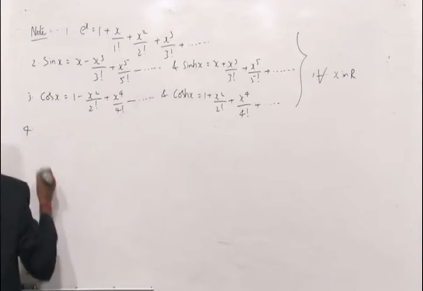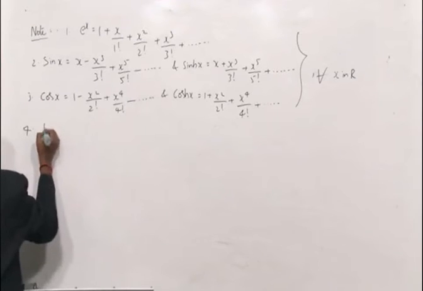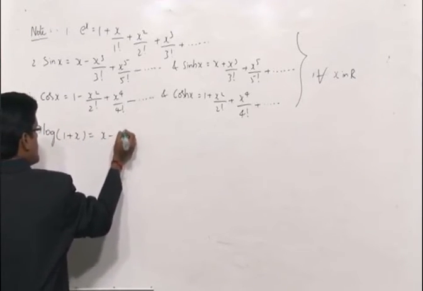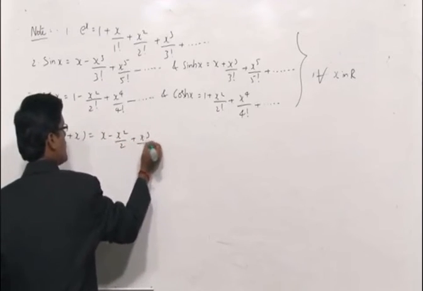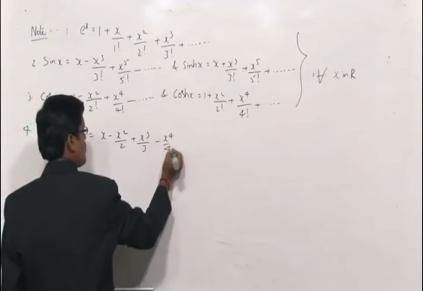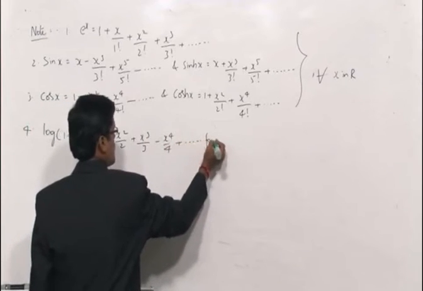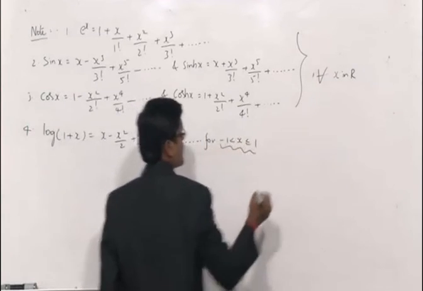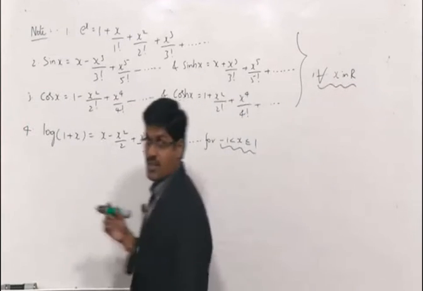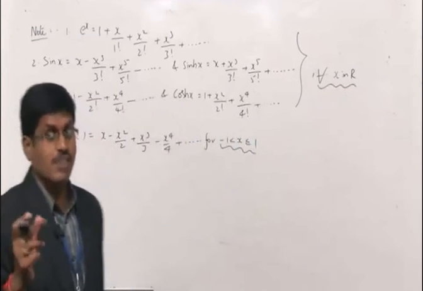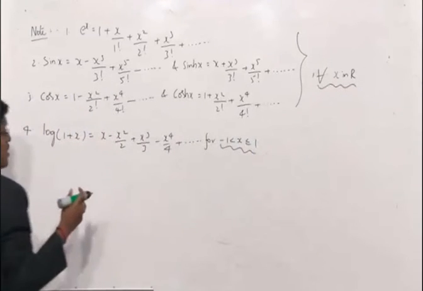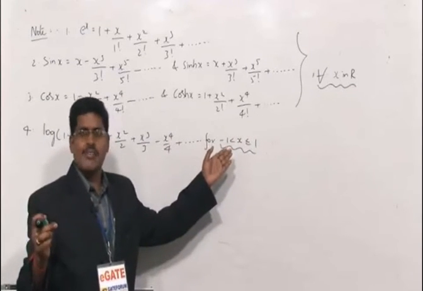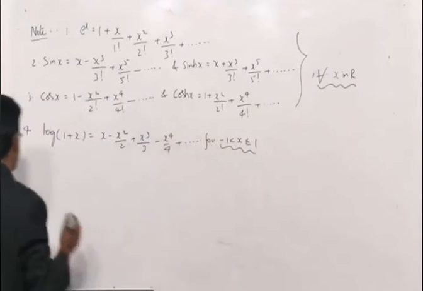4. Log 1 plus x is equal to x minus x square by 2 plus x cube by 3 minus x power 4 by 4 plus so on, for minus 1 less than x less than or equal to 1. What I am highlighting and underlining, please remember those conditions, the values of x in every series, that is the region of convergence. Because sometimes the questions ask where this expansion is valid: minus 1 less than x, or x greater than 1, or x less than or equal to 1, like that.